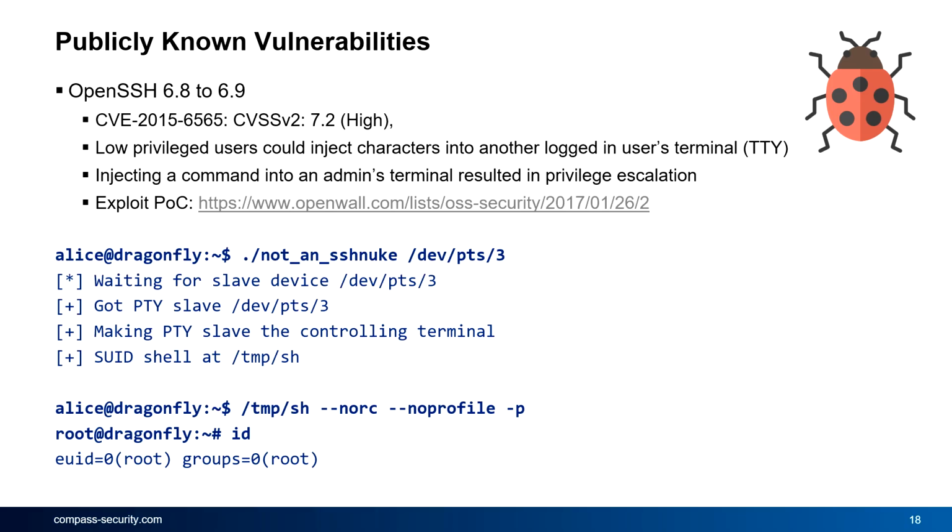In 2015, there was a vulnerability disclosed where a low privileged user who already has access to the system itself, but only with low privileged access, could inject characters into another session of another user. So this means if a root user was logged in, for example, on this system as well, the low privileged user could inject some characters into the TTY of the root user, which finally would be executed. And this would allow a low privileged user to perform privilege escalation to root if a root user is also logged in at the same time.